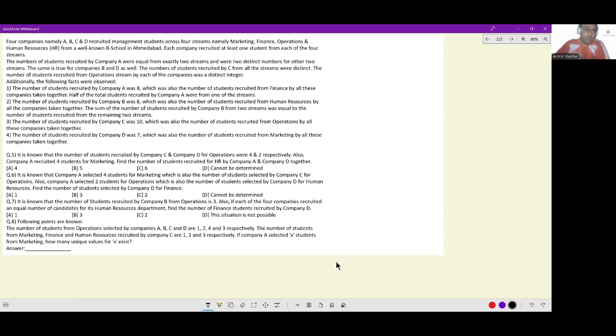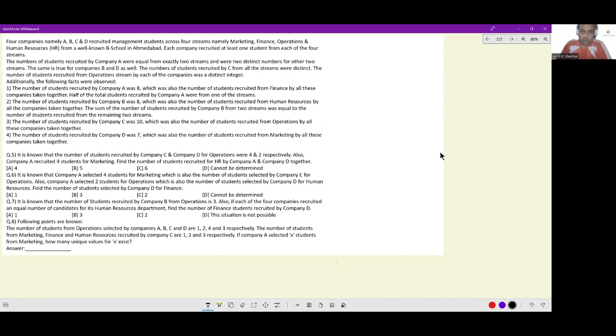Let's look at this question. 4 companies, namely A, B, C, D, recruited management students across 4 streams, namely marketing, finance, operations, and human resources from a well-known B school in Ahmedabad. Each company recruited at least 1 student from each of the 4 streams.